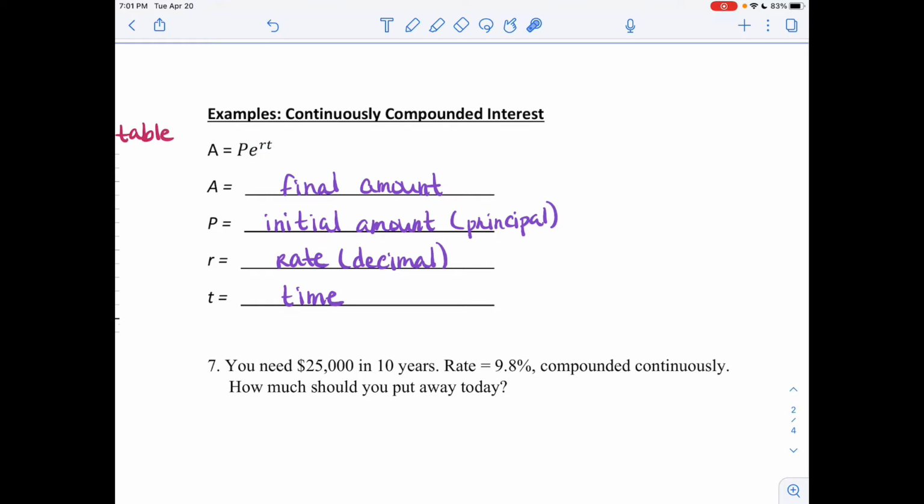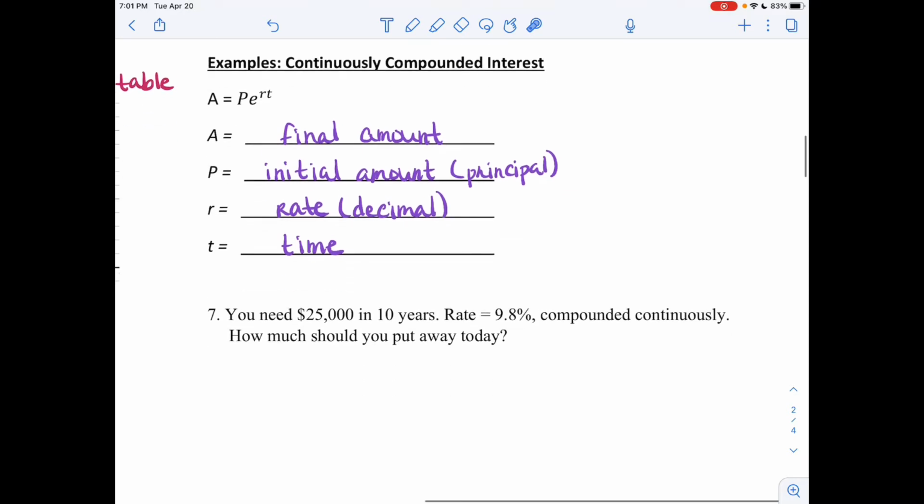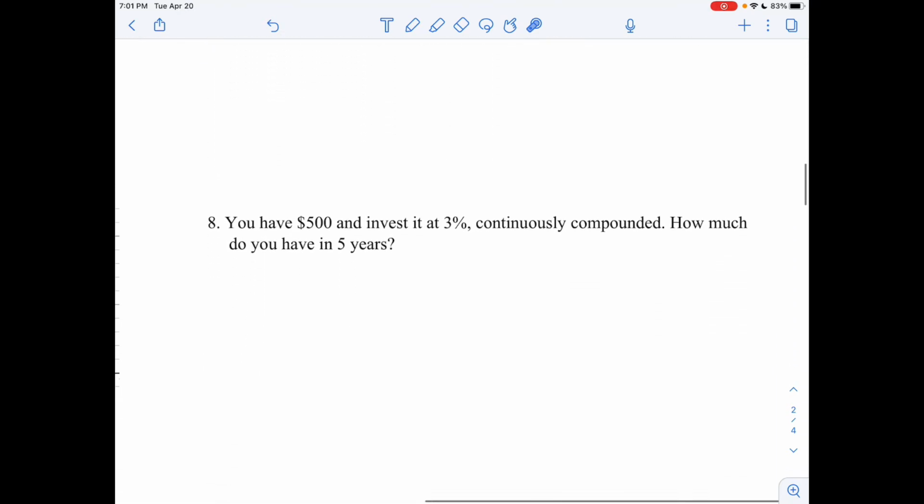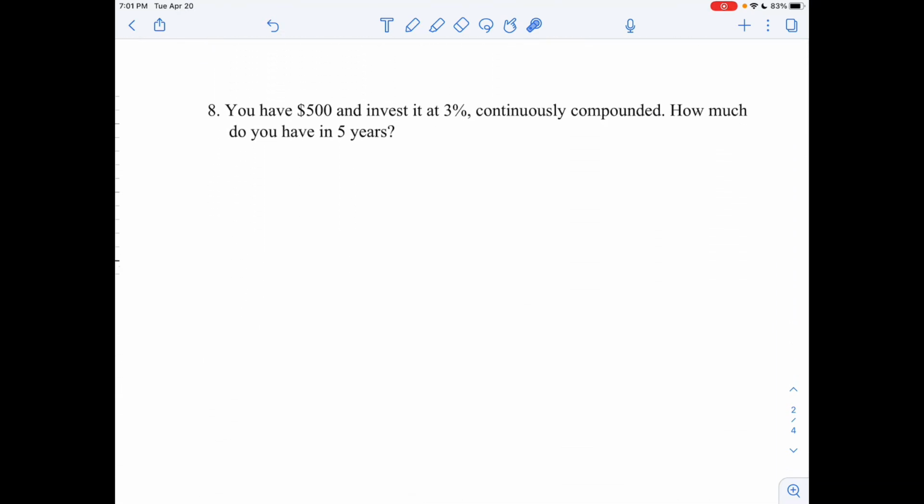So let's use this equation in a couple of examples. And I tell you what, I want to jump to example number 8 first because it's a little more straightforward, and then come back to example 7. So let's go ahead and go down to the bottom of the page to number 8 to start. So if we have $500 to invest at 3%, and we're told that it's continuously compounded, so that should be the clue that we're going to use our natural base compound interest formula. We want to know how much we have in 5 years.